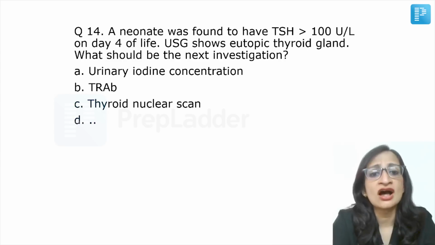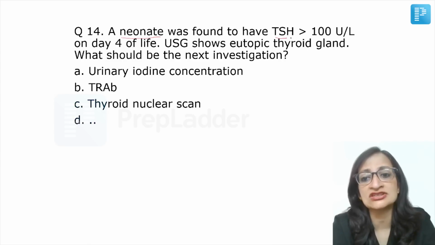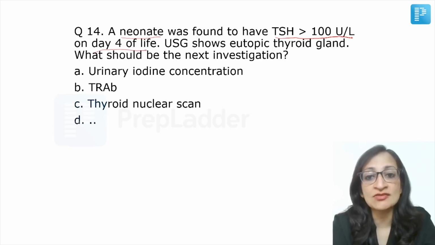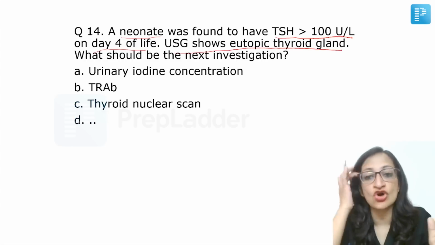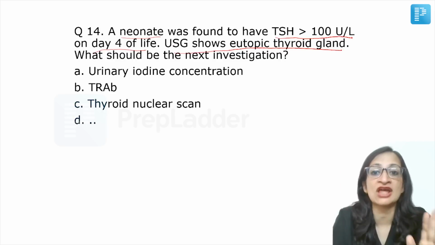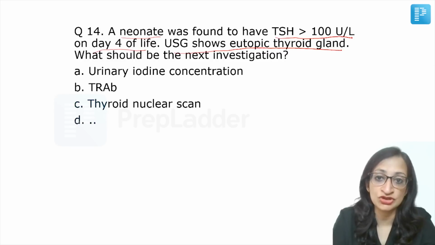Next question. A neonate was found to have a TSH, thyroid stimulating hormone level, of more than 100 units per liter on day 4 of life. So that means the baby has congenital hypothyroidism. There is no doubt about that. The TSH level is so high. USG shows a eutopic thyroid gland. That means the thyroid gland is present in its normal position. There is no ectopic thyroid gland, no absence of the thyroid gland, and no dysgenesis of the thyroid gland. So USG is showing a proper thyroid gland in its proper position.